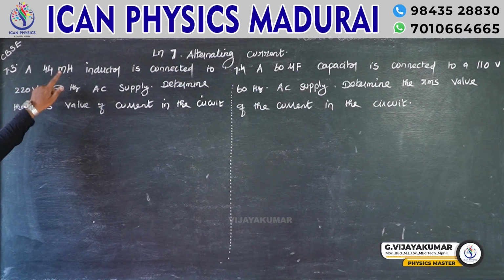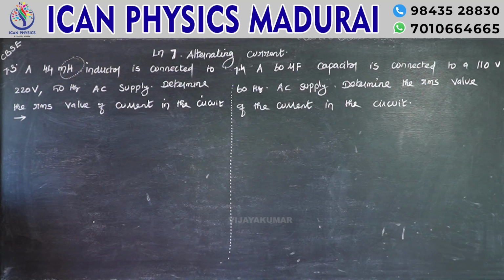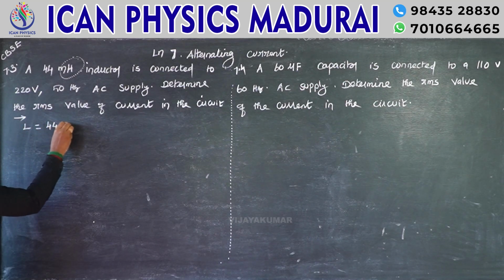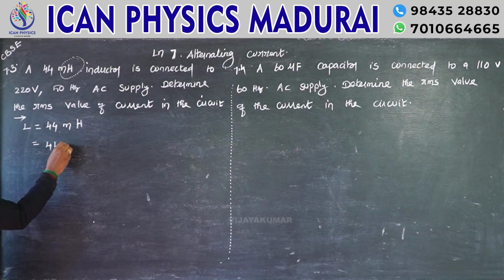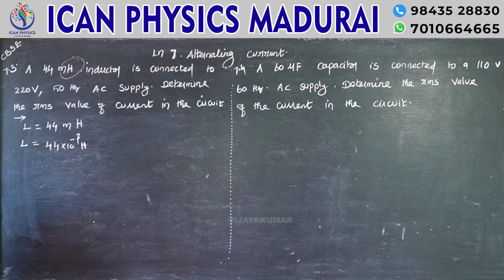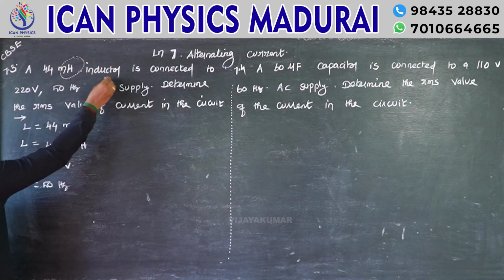Okay, a 44 millihenry. Henry is the unit of self-inductance. So L equals 44 millihenry. Now convert millihenry into Henry. So 44 into 10 to the power minus 3 Henry is the self-inductance, connected to 220 volt, 50 hertz AC supply.